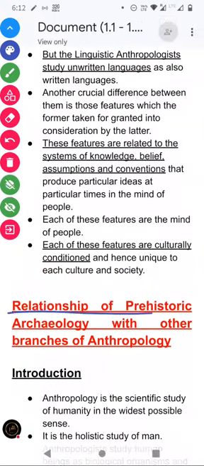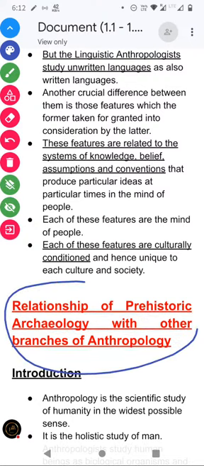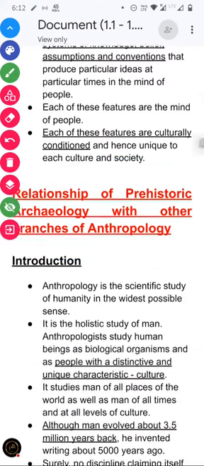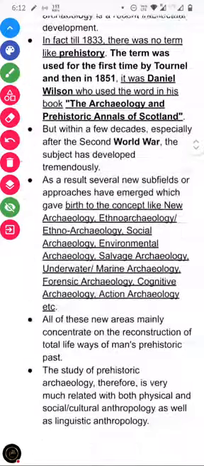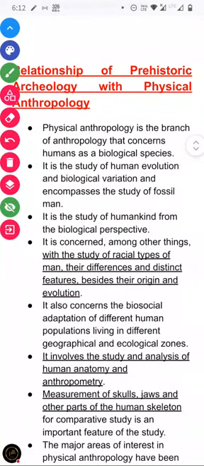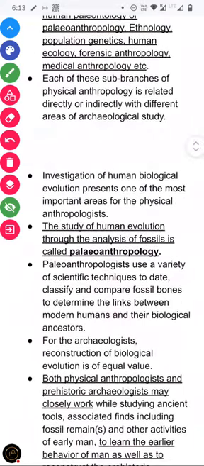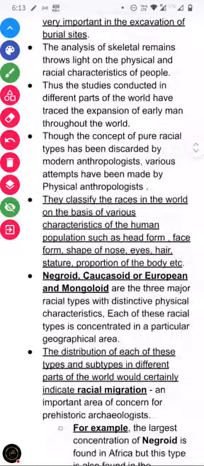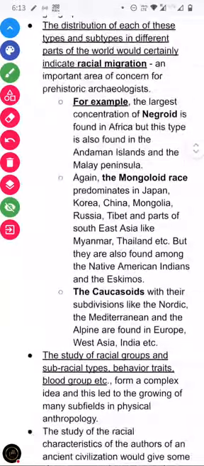Relationship of prehistoric archaeology with other branches of anthropology. This part we will study from the archaeological part of the anthropology syllabus. So don't worry. For this chapter, we will cover everything from the anthropological perspectives. Read this thoroughly.